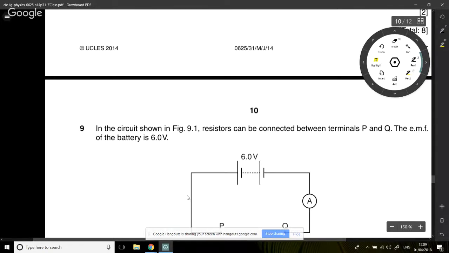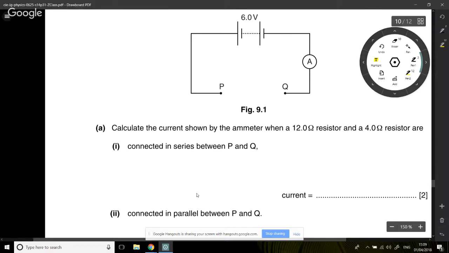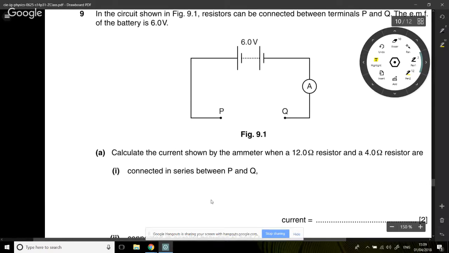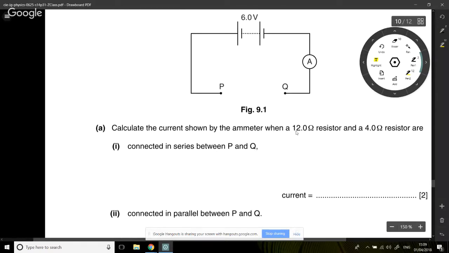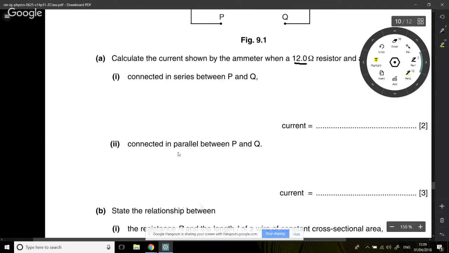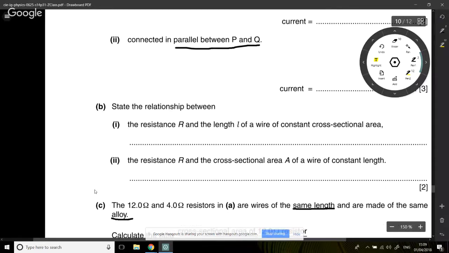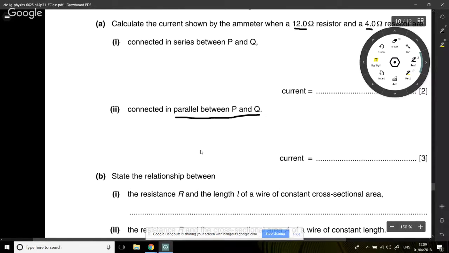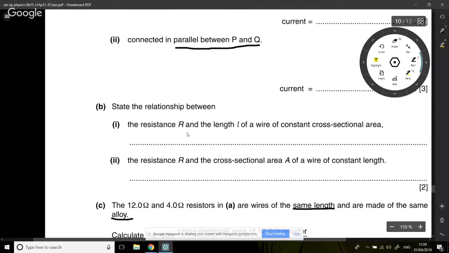All right, this is just chucking in your resistance equations. You just compare different calculations with two different resistors, and then you chuck them in parallel and see, and then calculate the difference. So they're quite straightforward. So you just plug in your equations. The resistance R and the length of the wire.